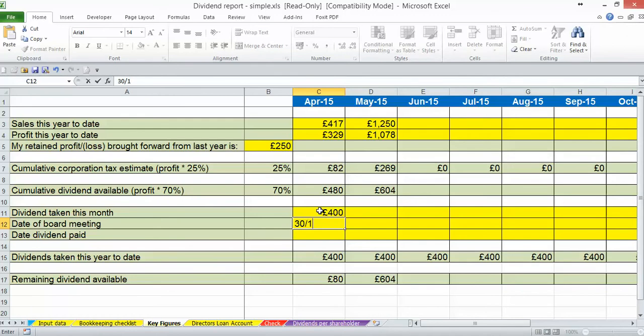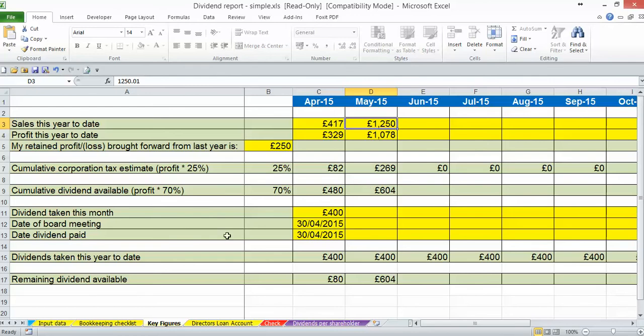They decide that the date of the board meeting is 30th of April and they're actually going to pay it on the 30th of April. And in reality, these two dates will probably be the same. That means we show down here how much they've taken to date, £400 to date, and therefore they've got a remaining dividend of £80. So it's the 480 available less the 400 they've taken, and that also reduces down the amount of profit that's available cumulatively at the end of May.